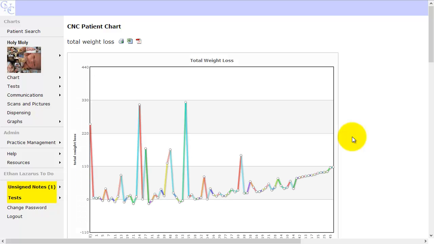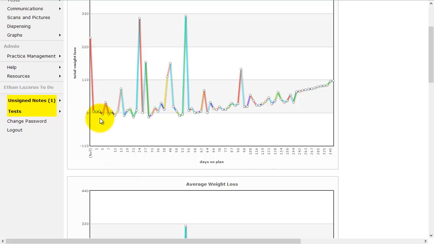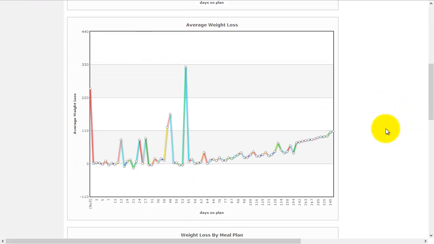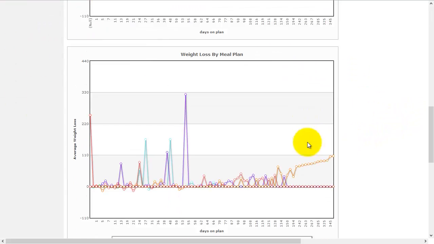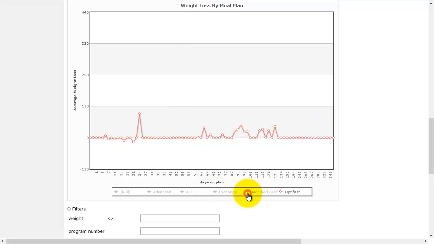We can look at total weight loss for the practice. So you see days on plan and the weight loss. We see average weight loss, and then we have it fractionated out by meal plan on this. This graph can be confusing because they're all overlapped, but let's turn off some of them. You can just click and turn off your different meal plans. You could just look at one, or you could overlay.